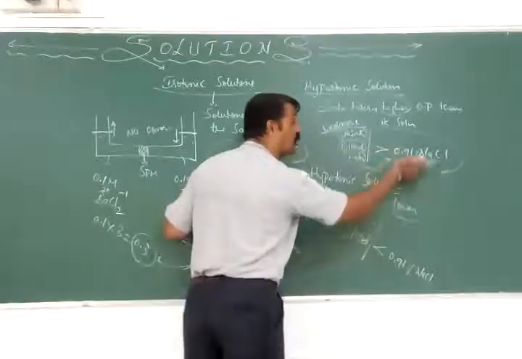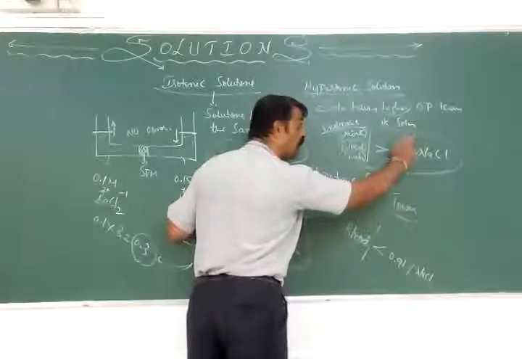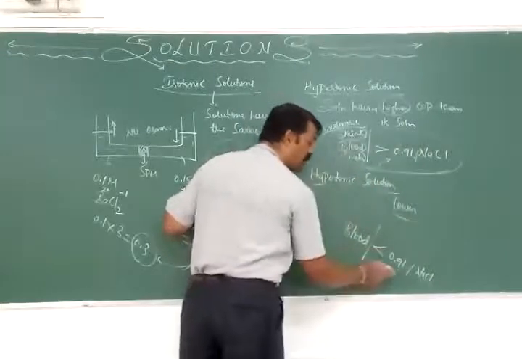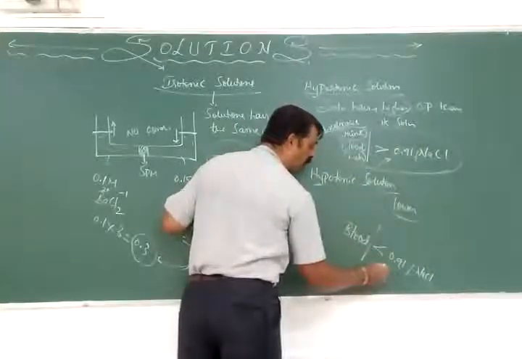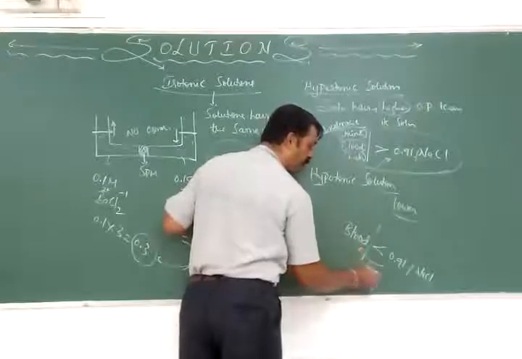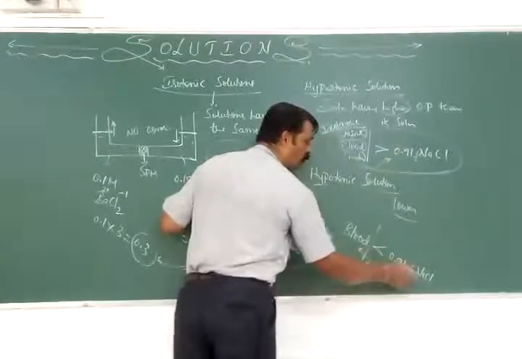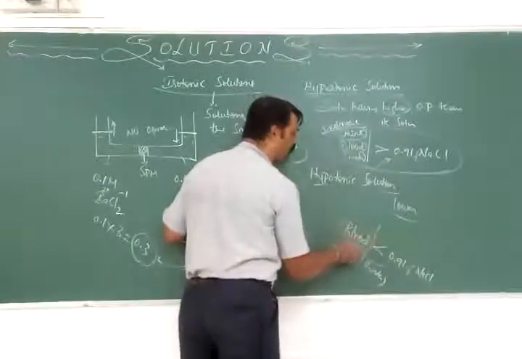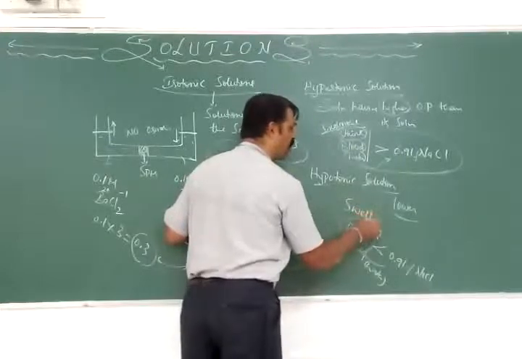Similarly, when blood is placed in less than 0.91% solution, here the solvent concentration is more. Less concentration means more solvent, so the solvent will move here. The water from the sodium chloride solution will enter into the blood cells. Therefore, the blood starts to swell out.